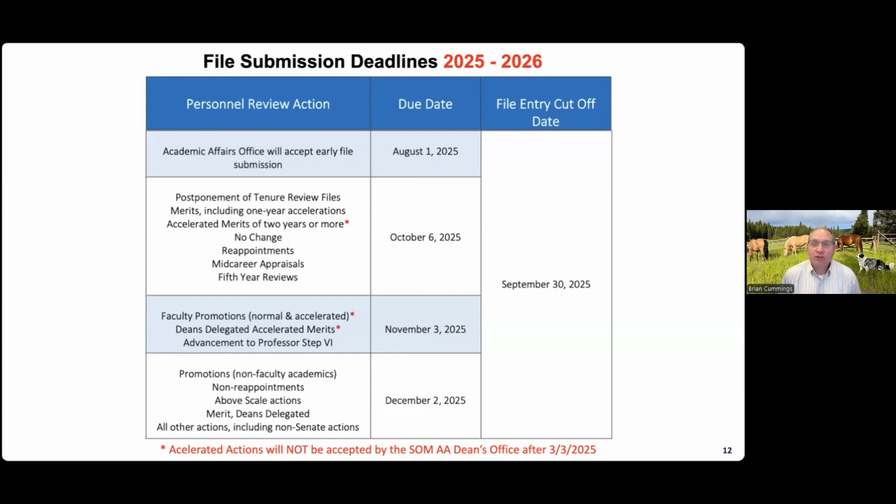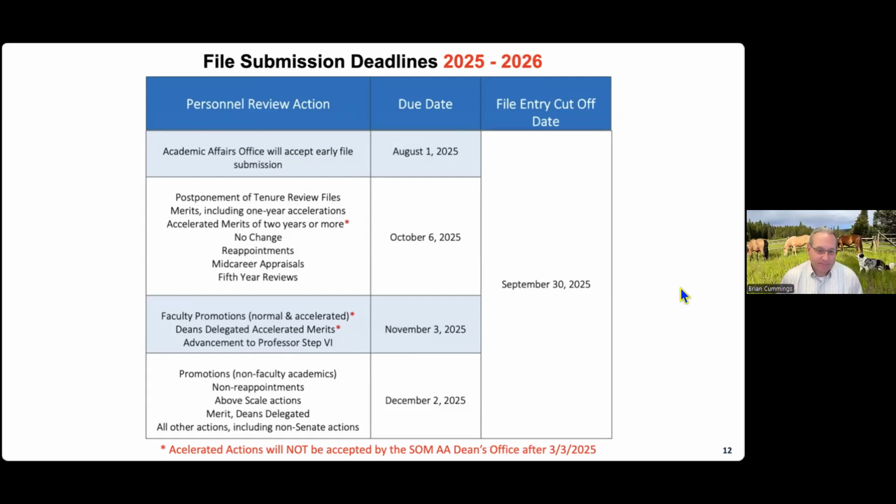If it's a promotion, normal or accelerated, by November 3rd. And if it's a promotion for non-faculty, non-reappointments or above scales, it's December 2nd. So these are the deadlines for this upcoming year, and these are actions that will become effective July 2026.